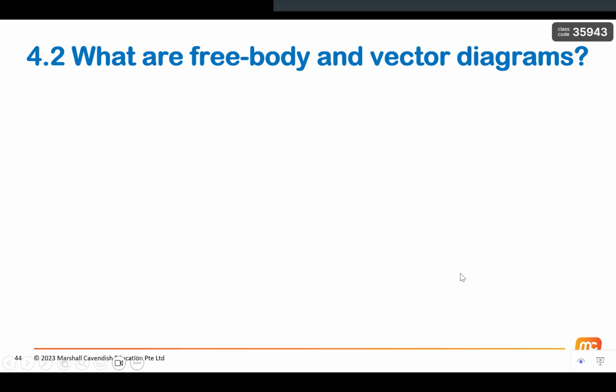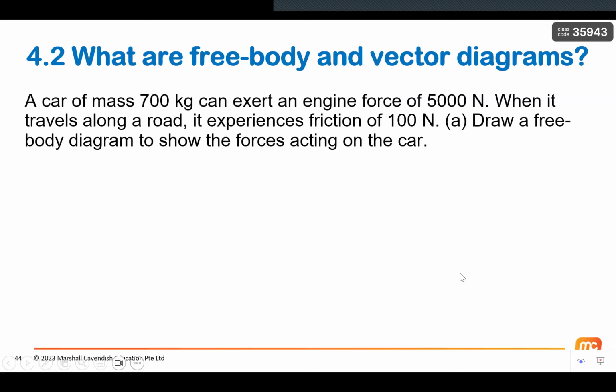Okay, let's move on to some examples. So you have a car of mass 700 kg that can exert an engine force of 5,000 Newton when it travels along a road, and it experiences a friction of 100 Newton. So the engine force is actually the forward force that pushes the car, and the friction is the backwards force. So draw a free body diagram to show all the forces acting on the car.